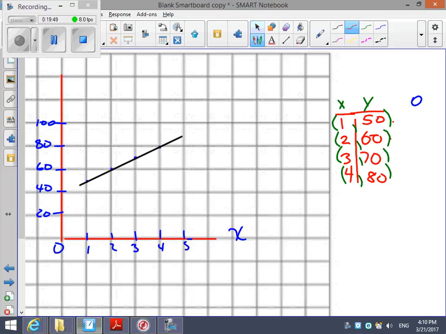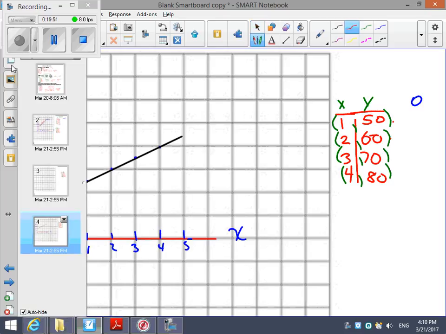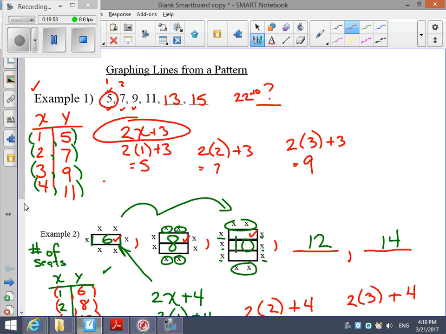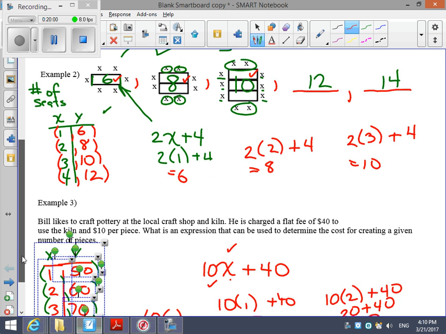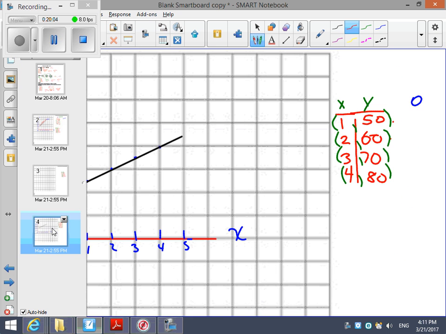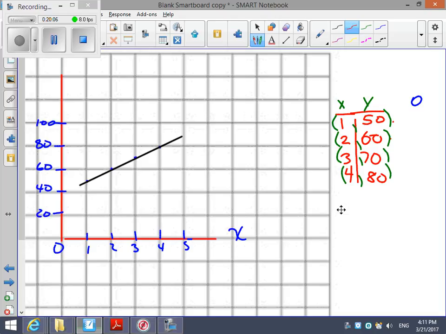We label it, although I've forgotten what the equation is. Let me go back. If I was to look at it, the equation was 10x plus 40. That was a big one. 10x plus 40. And we just label it right there. Y equals 10x plus 40.